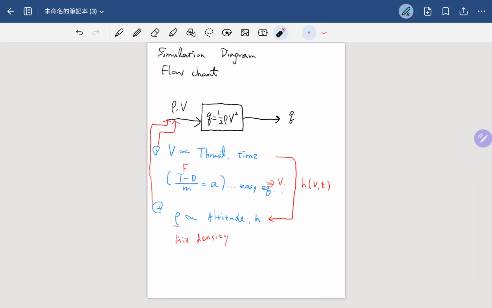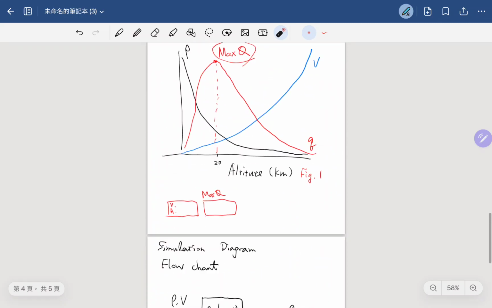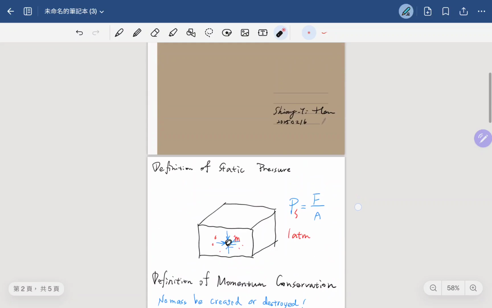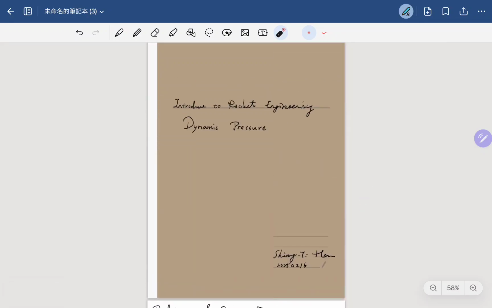So we have to use the first information from this flowchart, marked as number 1, to get the velocity of the rocket and then the altitude of the rocket. Then we can check the table, or we can use the equation we have here, to calculate the air density. Then we feed these two pieces of information back to your model, and we can have the dynamic pressure here. You can try this at home to see if you can plot a figure similar to figure 1. So this is the definition of dynamic pressure of the rocket. Thank you for listening.